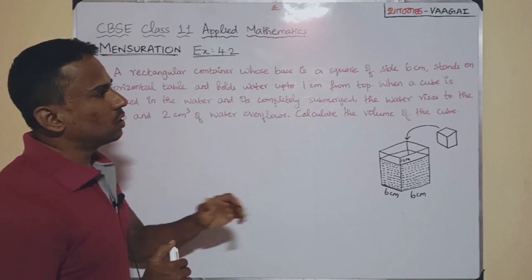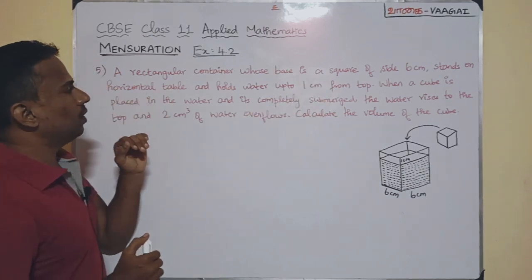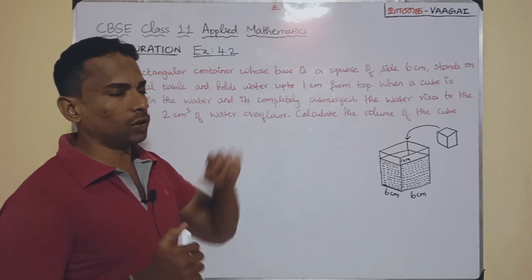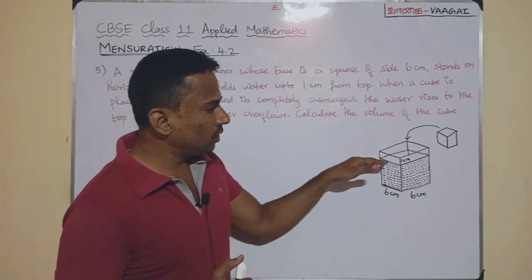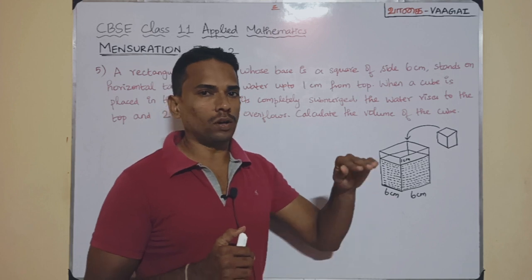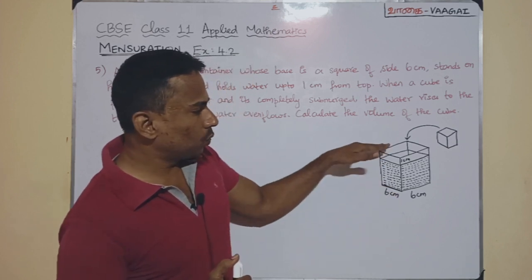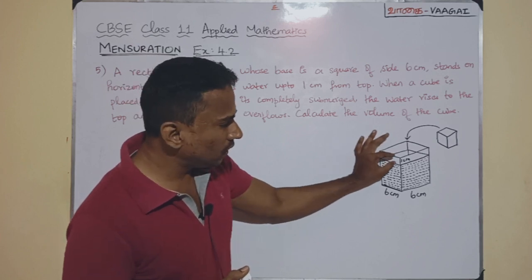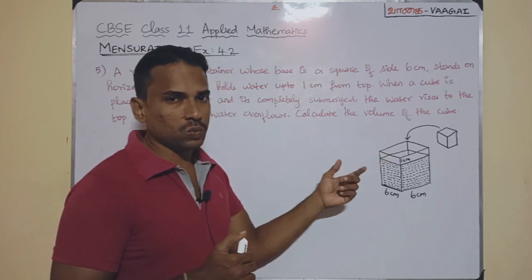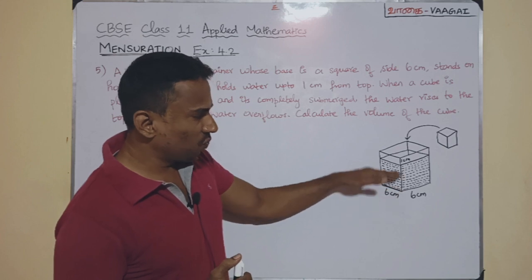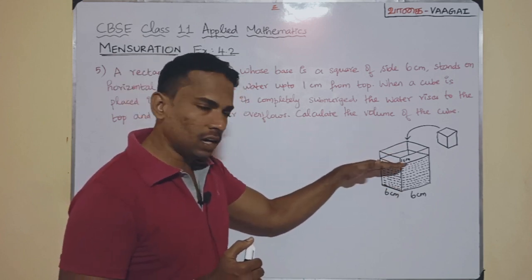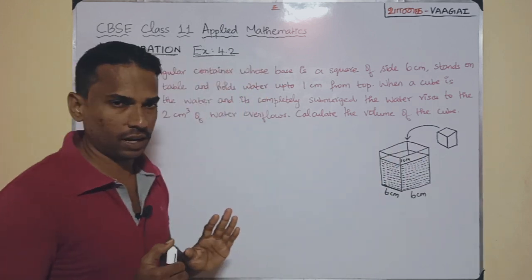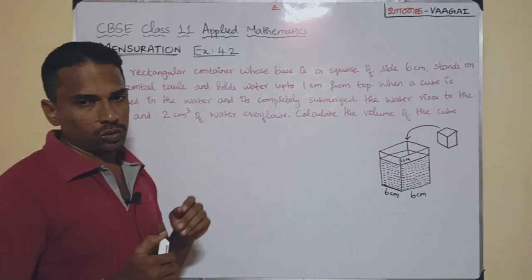Let's see this. It stands on a horizontal table and holds water up to 1 centimeter from the top. So inside this container there is some water poured, and the water is going to be up to 1 centimeter from the top. Which means with the full height 1 centimeter lesser, only up to that height you have the water contained in that container. Now continue the question.